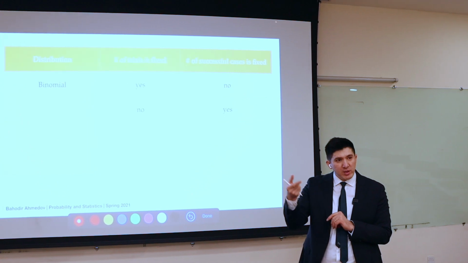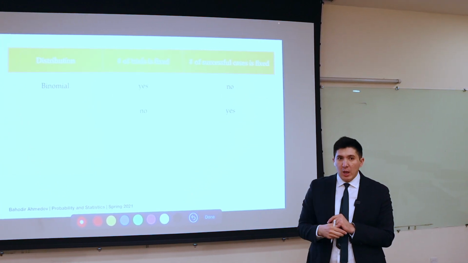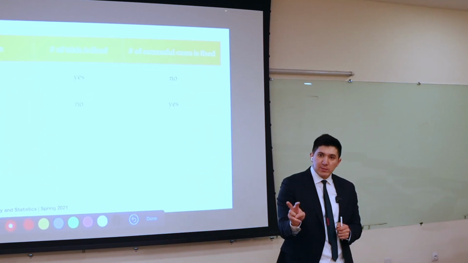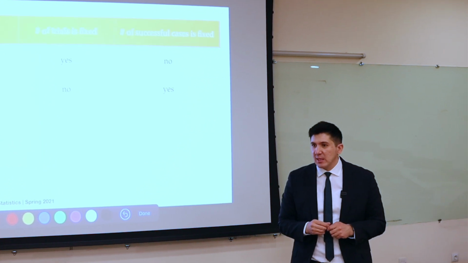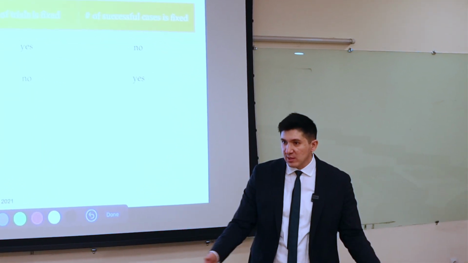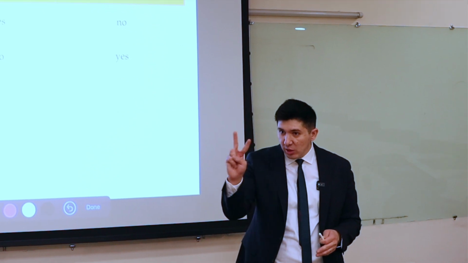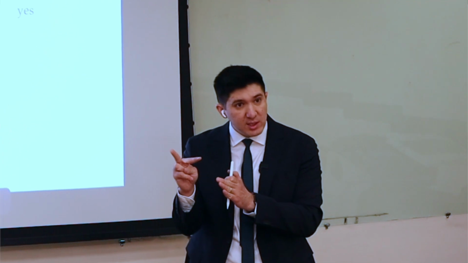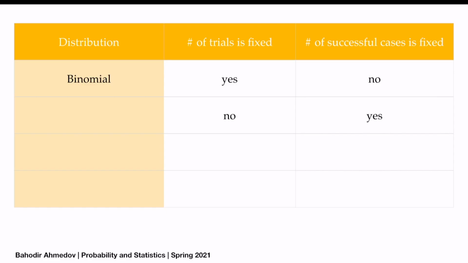But if you do this vice versa, for example, you say in the beginning of all of your studies, hey, I would like to do 2 successful semesters. So let's see how many semesters it takes for me to do the 2 successful semesters. In this case, the number of successful trials is fixed. The number of semesters you need is not. It's a variable, okay? So in this case, it is going to be either the geometric distribution or the negative binomial distribution.